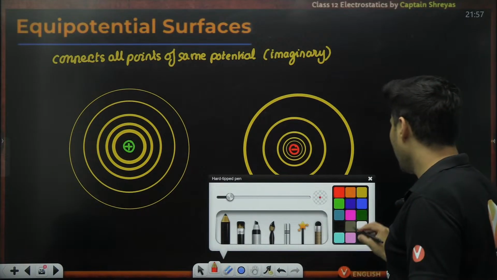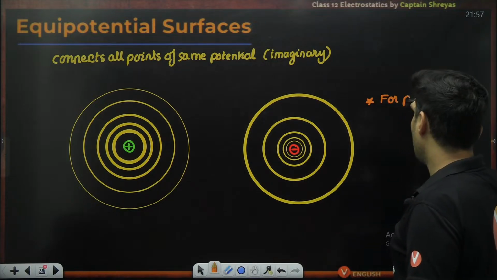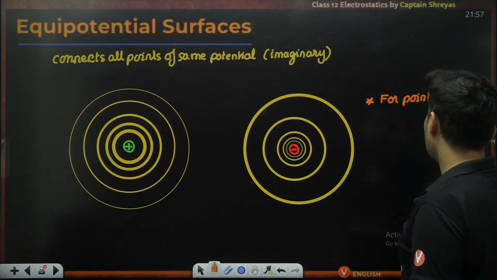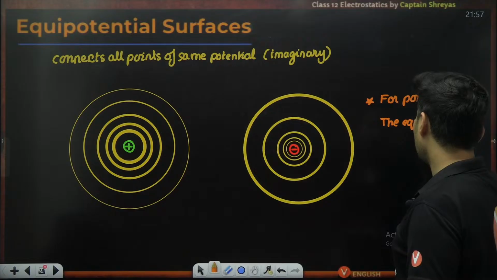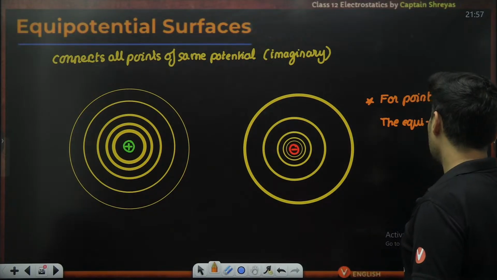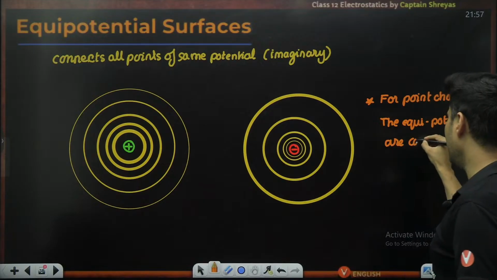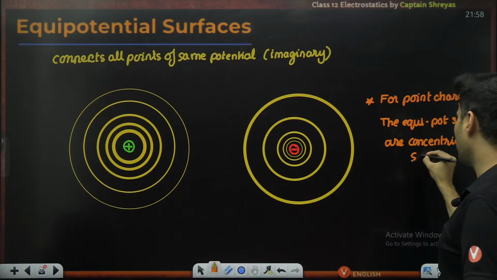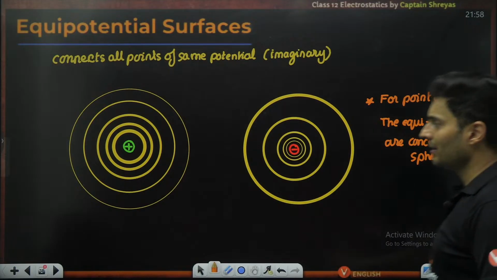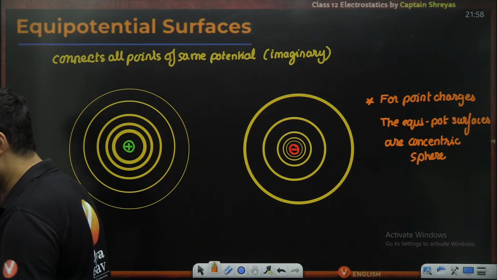So can I say that for point charges, the equipotential surfaces are basically concentric spheres, one sphere inside the other? They are nothing but concentric spheres. Okay, I hope this is absolutely clear.